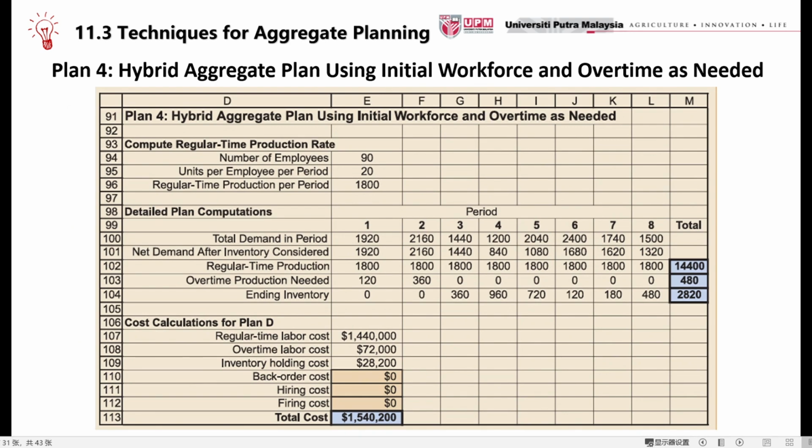In plan 4, he uses the initial workforce and overtime as needed. It means that he will not change the initial workforce, and if necessary, the employees will do overtime work. So in this plan, the company needs to add the overtime labor cost to pay for this.